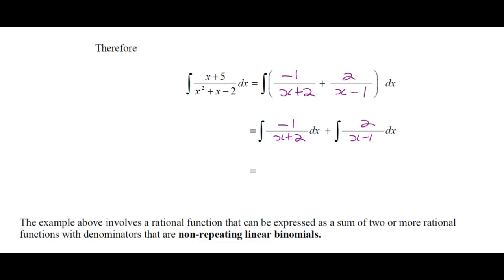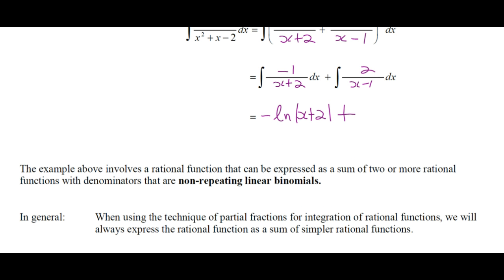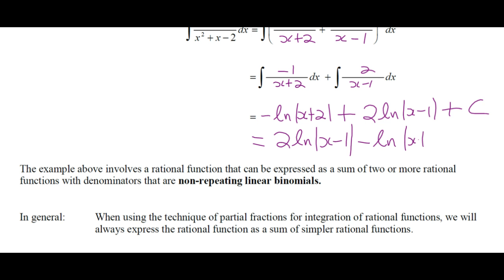Okay, so what's the integral of −1/(x + 2)? It's just the negative of the ln of x + 2. We've got an x + 2 on the bottom, and this thing's negative, so it's −ln|x + 2|, plus, what's the integral of this? Yeah, 2 ln|x − 1| plus a C. And we can reorder this so we put the positive term first: 2 ln|x − 1| − ln|x + 2| + C.